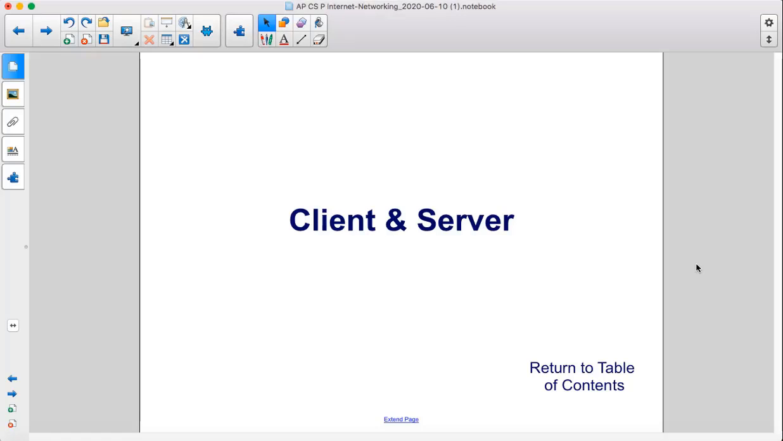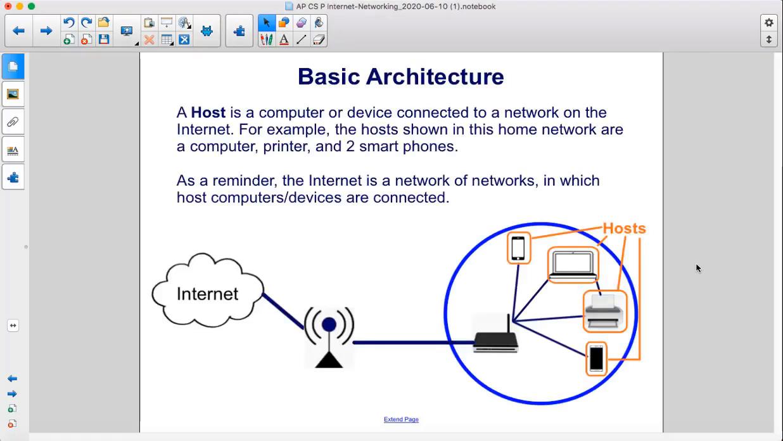Client and server. A host is a computer or device connected to a network on the internet. For example, the hosts shown in this home network are a computer, printer, and 2 smartphones. As a reminder, the internet is a network of networks in which host computers and devices are connected.